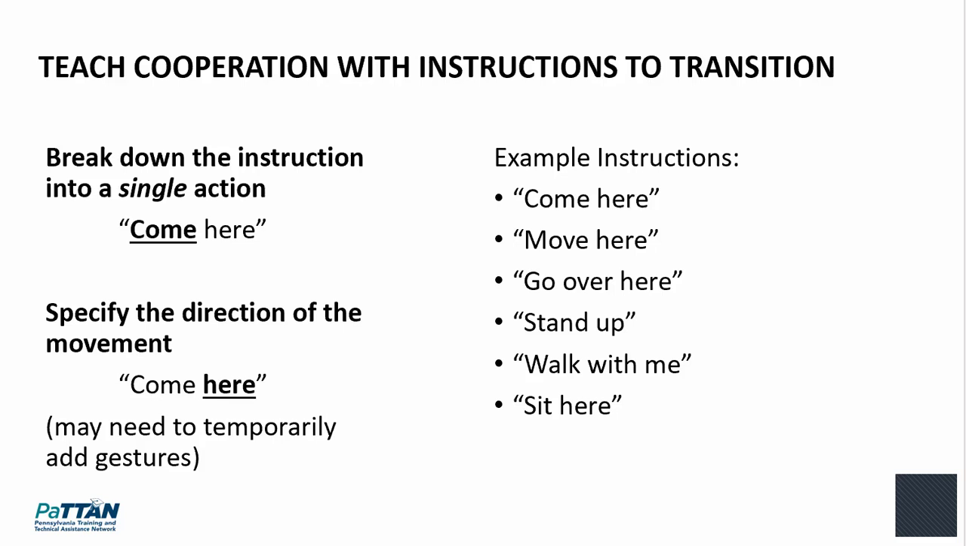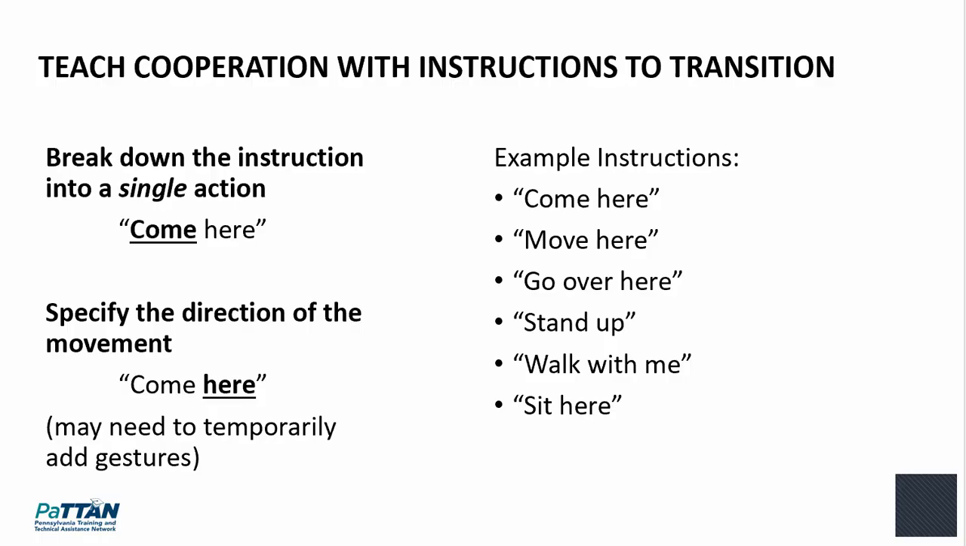So here are some examples of specific directions that you might give your child when it's time to transition. Come here, move here, go over here, stand up, walk with me, sit here. What you'll notice about each of those directions is that it starts with an action that tells your child to be moving in some way. And the other part of that instruction clearly specifies the direction of that movement.